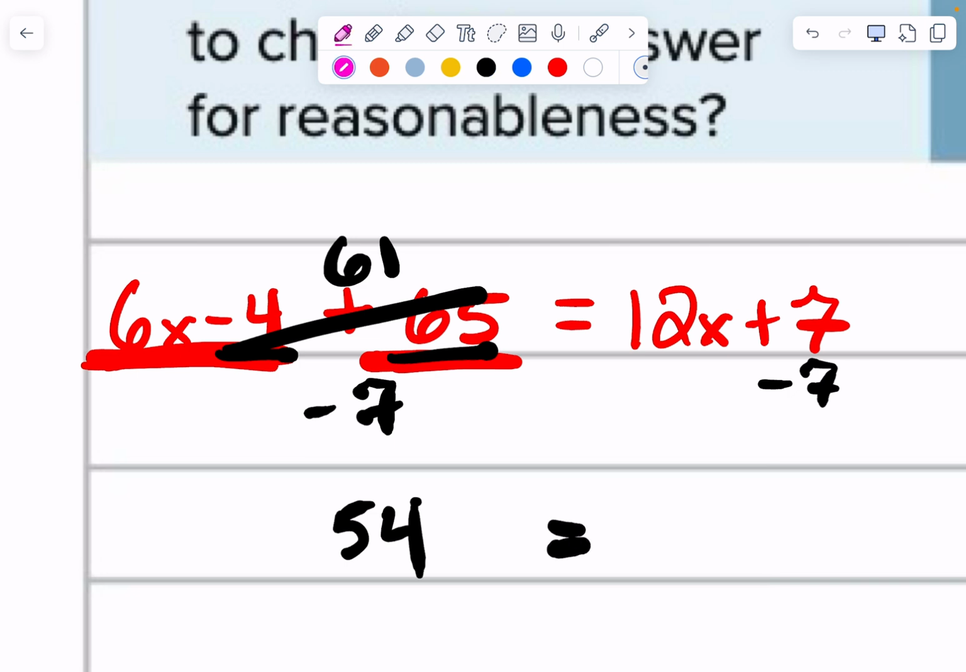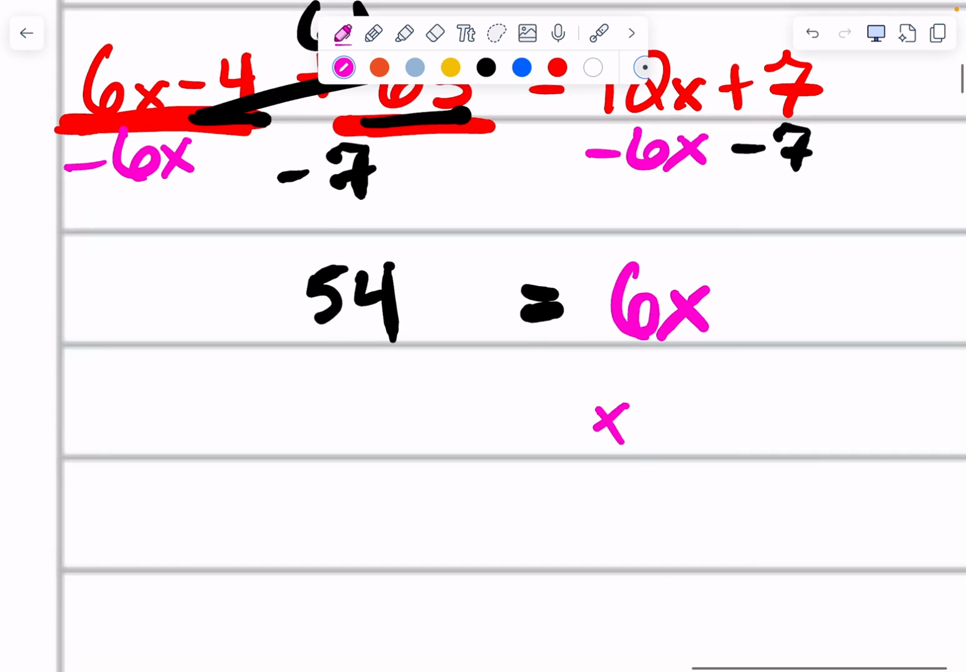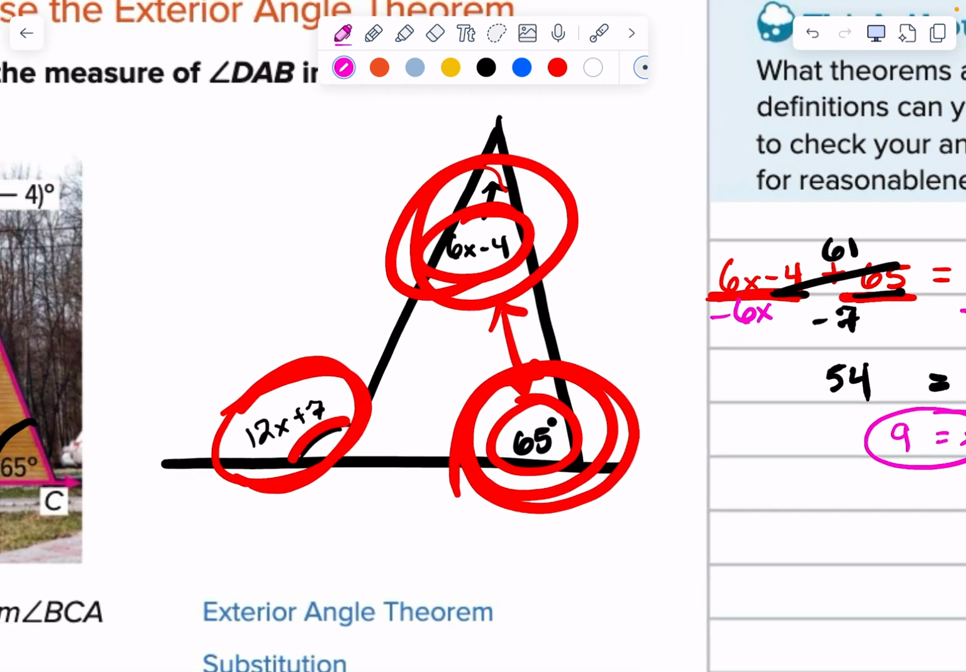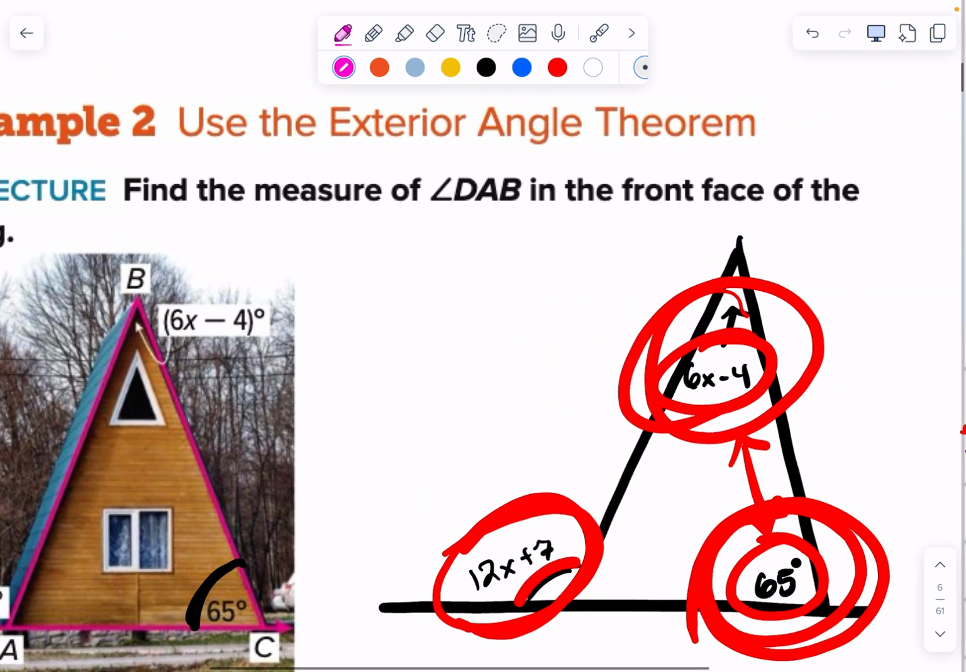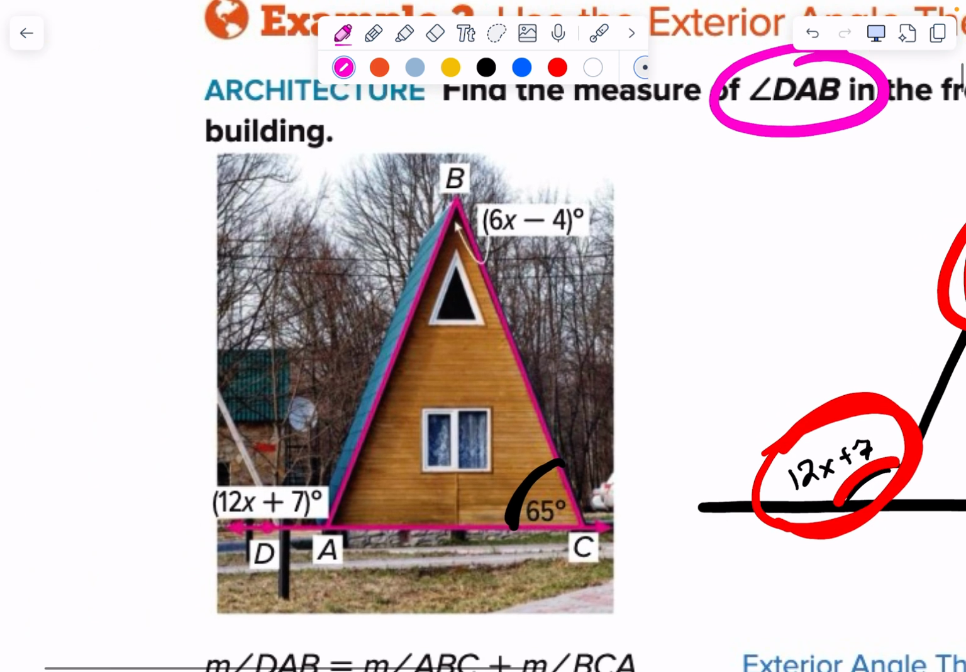I'm going to then subtract the 6 over as well. Can I do that in the same step? Yeah? So 6x here equals 54. X is 9 if you divide by 6, right? X is 9, but always check. Find the measure of DAB. Which one is DAB? The exterior. DAB, the exterior one.